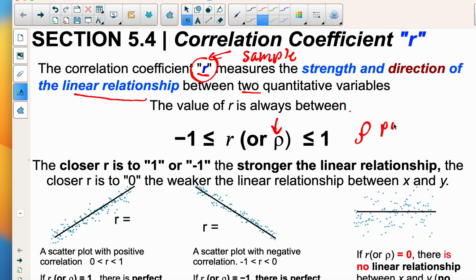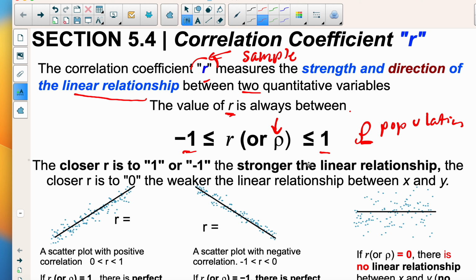So they both mean the same thing. Correlation coefficient for the population is rho. Correlation coefficient of the sample is R. So they're both measuring the strength of the linear relationship. The value of R is always between -1 and +1.